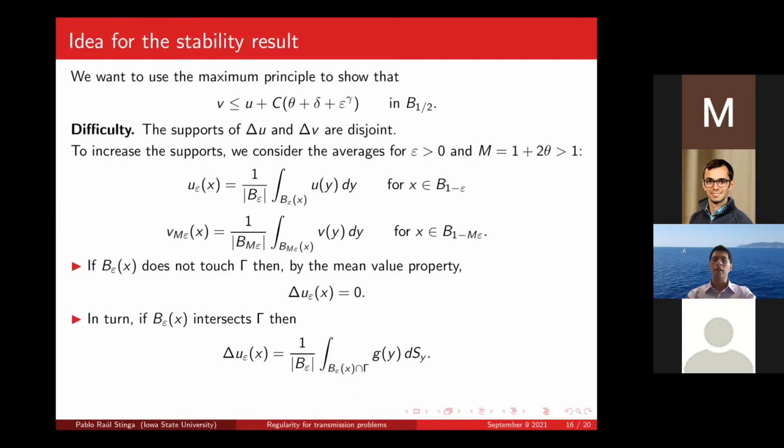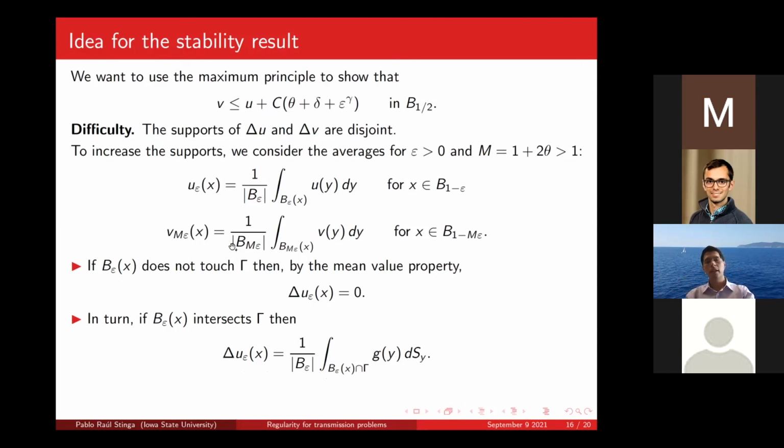So what is happening now? For all x, epsilon away from gamma, the Laplacian of U epsilon is 0. But for all x, epsilon close to gamma, in a band of width epsilon from gamma, the Laplacian of U epsilon is some positive quantity, right? So what happened? The Laplacian of U was concentrated on gamma. Now I increased its support, right? The Laplacian of the averages has support around gamma.